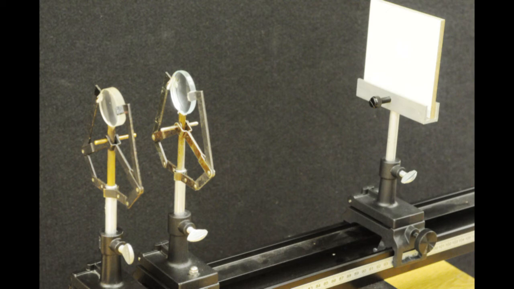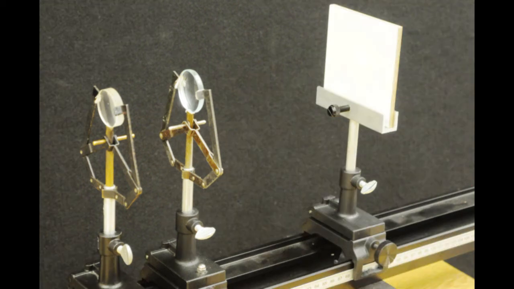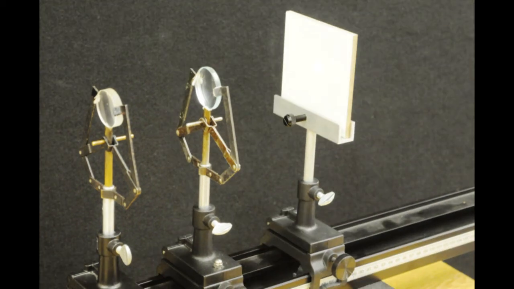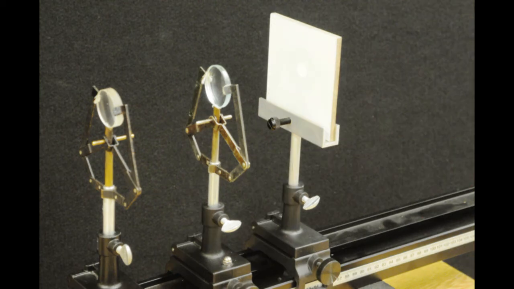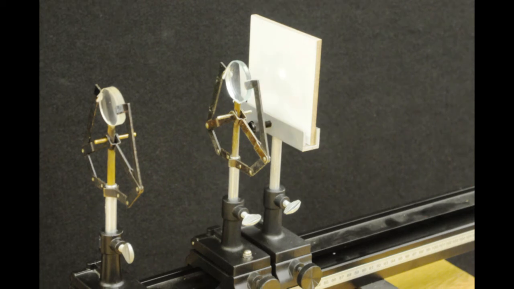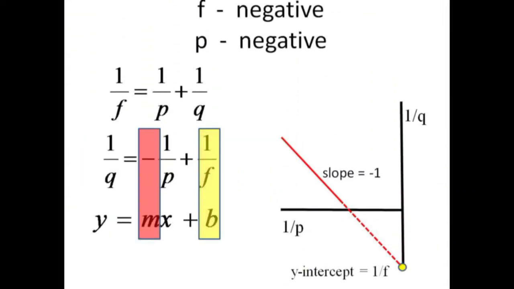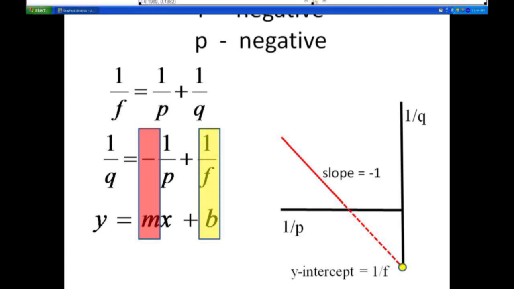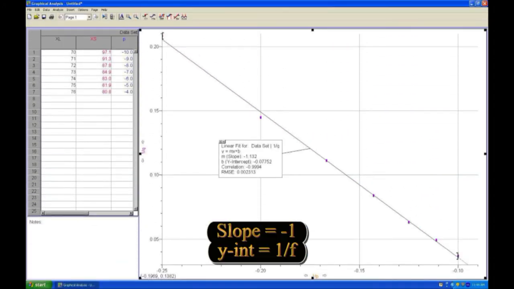1 centimeter at a time, progressively move the diverging lens closer to the virtual object and continue locating the final images. Construct a graph of 1 over q versus 1 over p for the diverging lens and expect a slope of -1 and a negative y-intercept with an inverse equal to the negative focal length of the diverging lens. Here is a graph of our data for the negative lens.